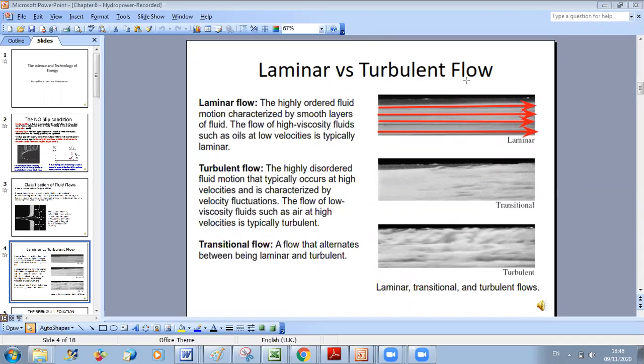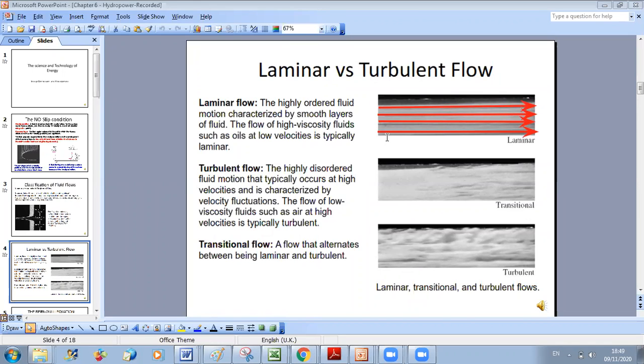We will see what is the definition of Reynolds number. Reynolds number is proportional to the velocity of the flow and inversely proportional to the viscosity. So the more viscous your fluid is, the more it tends to be laminar, and the slower it is, the more it also tends to be laminar.